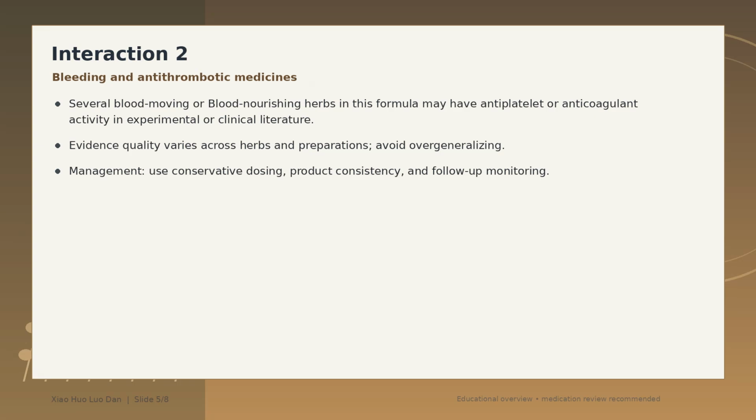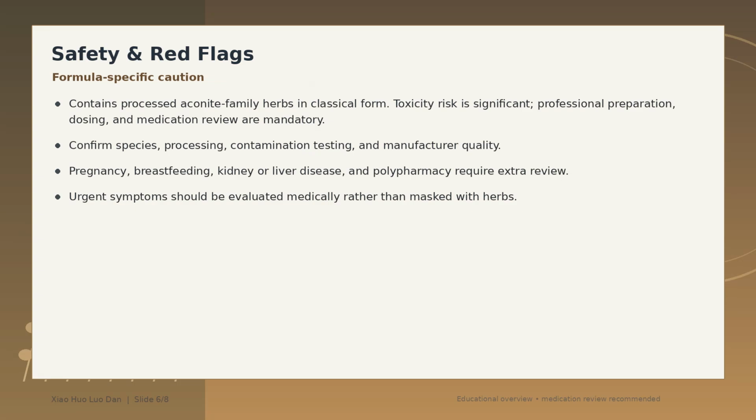The quality of evidence for herb-drug interactions ranges from pharmacology and case reports to controlled human data, and that evidence is uneven. Therefore, distinguish a proven contraindication from a plausible additive effect, and use monitoring where the uncertainty is clinically meaningful. Safety summary: contains processed aconite family herbs in classical form.